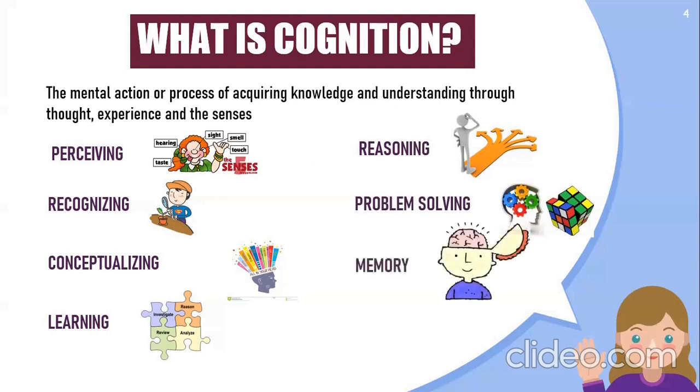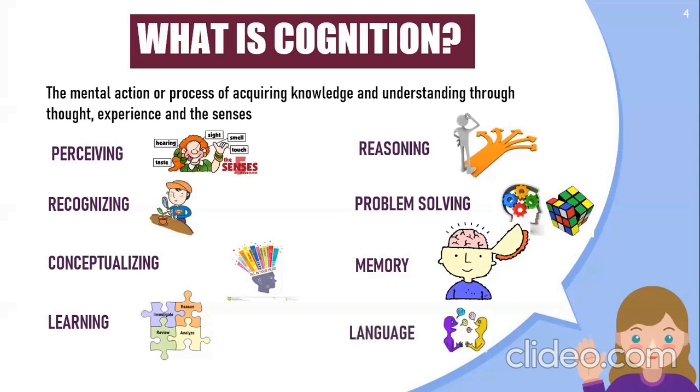Then comes the most important process in cognition, that is memory. Memory is the process whereby the learner is able to encode the information, store the information, and recall the information at a later point of time. This is considered the most important process in cognition, since we can use it in newer situations or in other situations in the future.